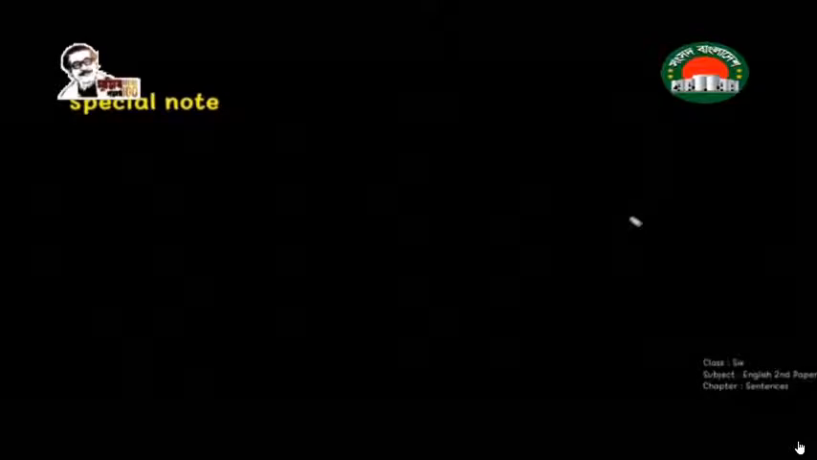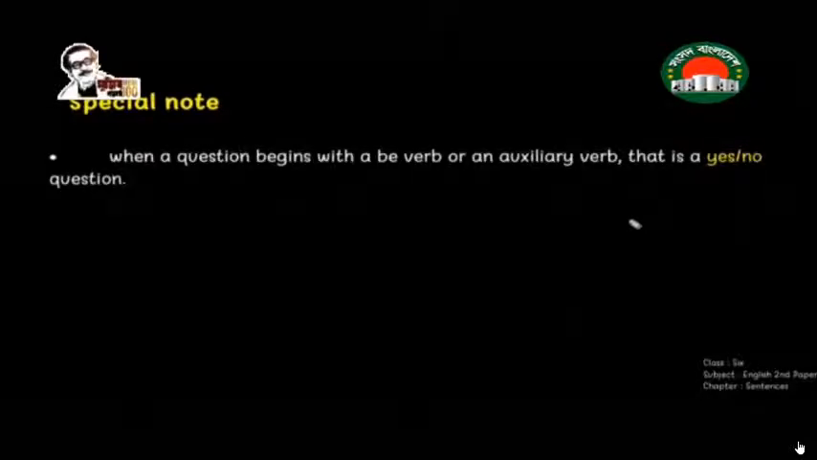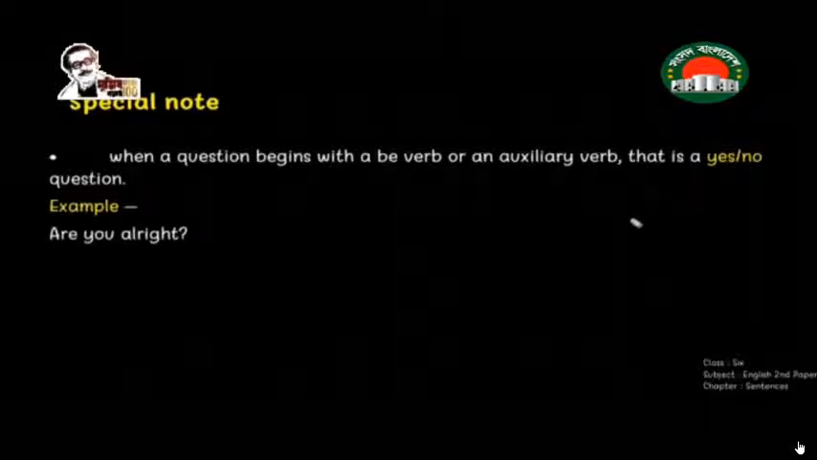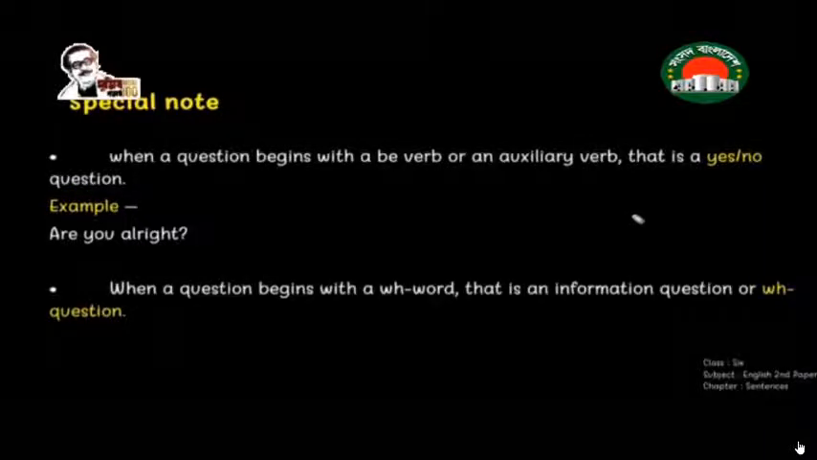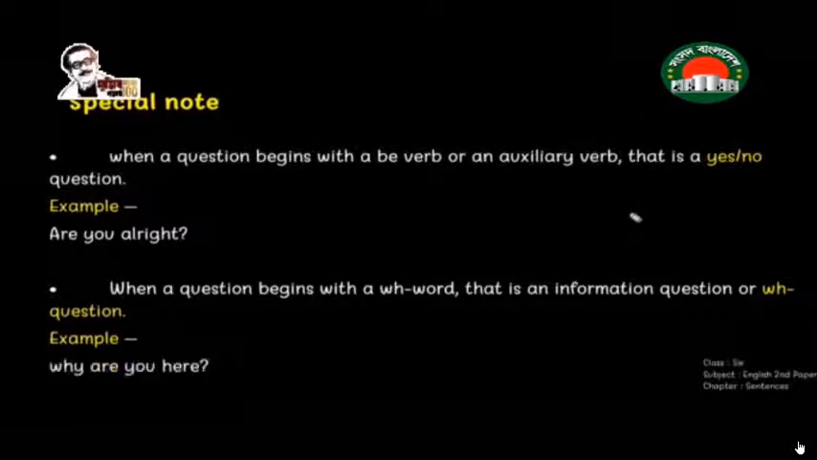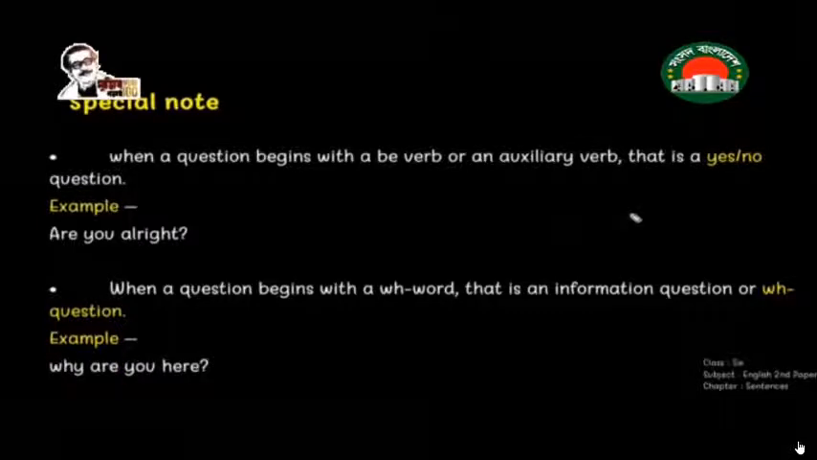So a special note for you. When a question begins with a be verb or an auxiliary verb, that is a yes-no question. For example, are you alright? The answer will be yes or no. Yes, I'm alright, or no, I'm not. And another note for you, when a question begins with a WH word, that is an information question or WH question. For example, why are you here? I think everything is clear to you.